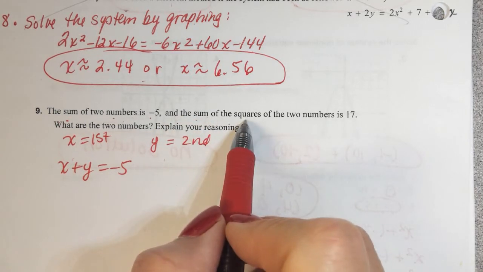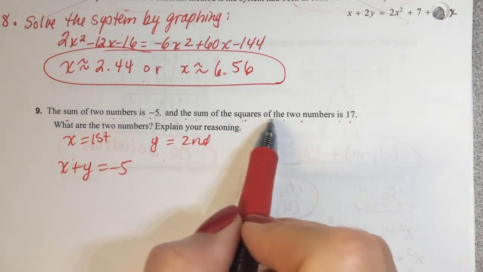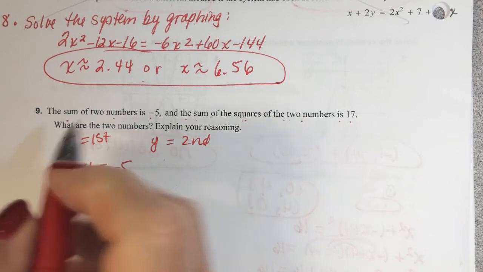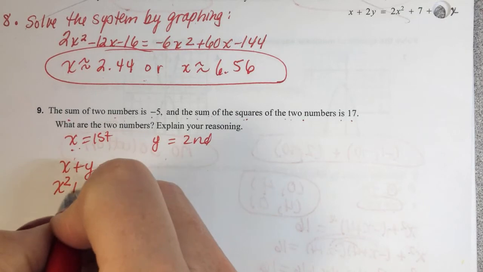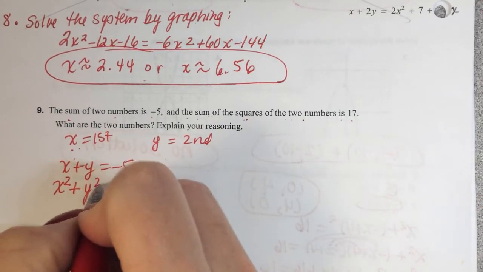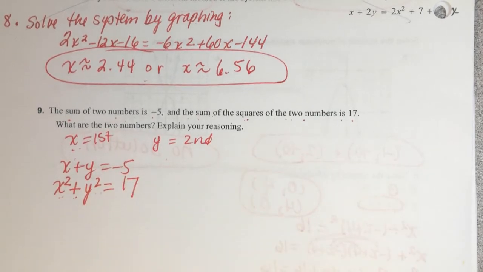And the sum of the squares of the two numbers is 17. The sum of the squares of the two numbers. Well, here's my first number, squared. What's sum again? Add. My second number, there's how I write the sum of the squares, is 17. What do you think would be a good way to solve this? We have three methods: graphing, elimination, substitution. What do you think?